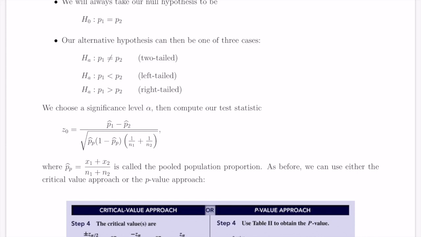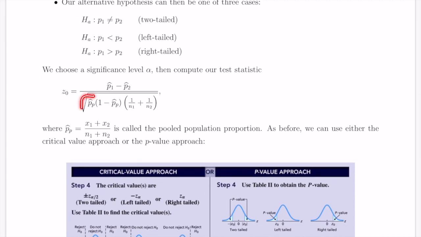We again choose a significance level alpha. We compute our test statistic. Our test statistic, by the way, involves this funny quantity p hat sub p. This is what's called the pooled population proportion. If you think about the first population being biology students and the second population being chemistry students, this pooled proportion is what you get when you group all of those students together. So you look at the whole pool of biology and chemistry students, and from that pool, you want to know how many of them have taken a psychology class, right? So that's called the pooled population proportion. That's the quantity p hat sub p.